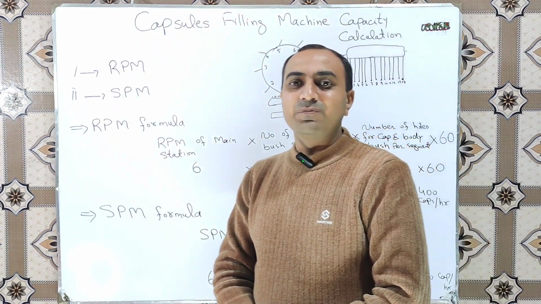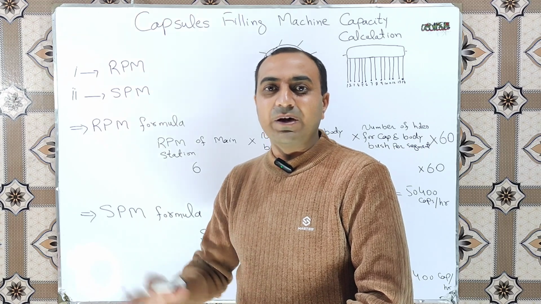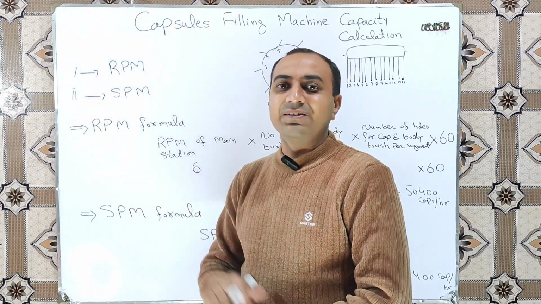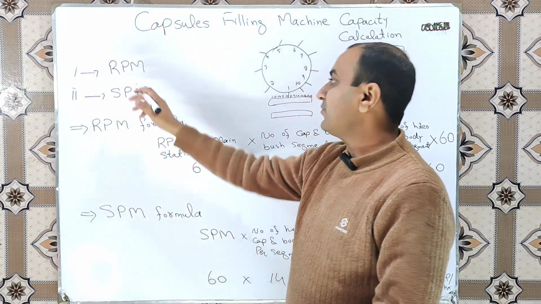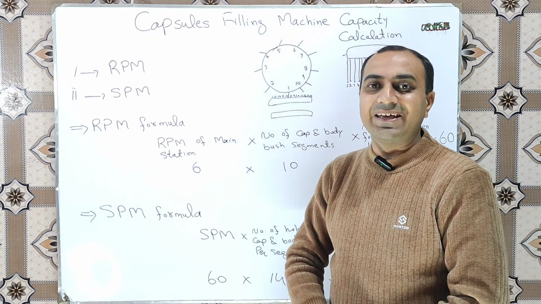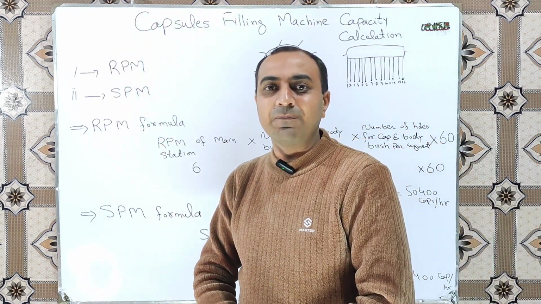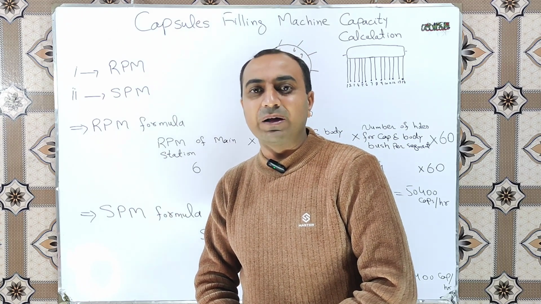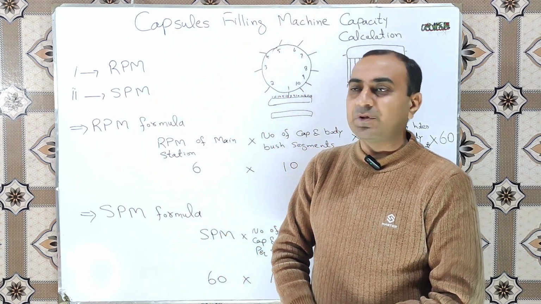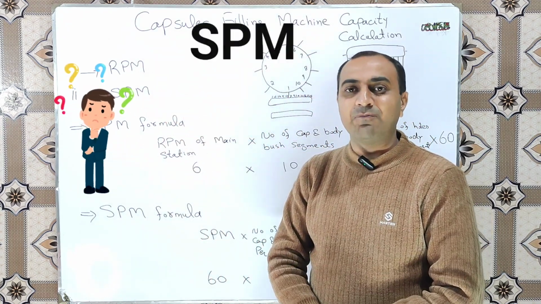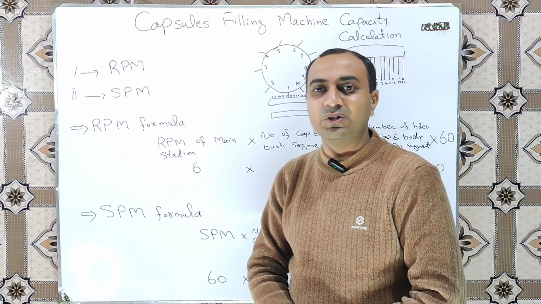Capacity of capsule filling machine can be calculated by using two formulas, and these formulas are based on RPM and SPM. Everyone of you is familiar with the RPM, meaning rounds per minute, and what the SPM is we will also discuss in this video.